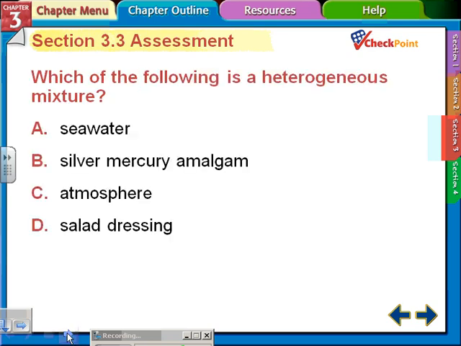Okay, which of these is a heterogeneous mixture? The answer to that is D, salad dressing. So if you had like the oil and vinegar salad dressing, you know how it separates out, you have to shake it up really well before you use it. That would be a heterogeneous mixture because it separates unless continuously agitated.